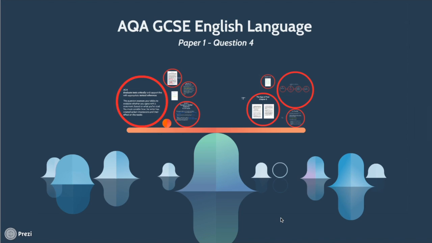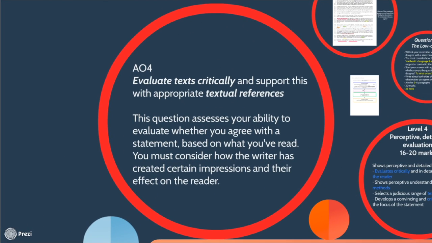This question is worth the most on the reading section of this paper, so it's well worth going through this lesson just to make sure you fully understand what you have to do in order to achieve the top marks. So this question assesses assessment objective 4, which is to evaluate texts critically and support this with appropriate textual references. This question assesses your ability to evaluate whether you agree with a statement based on what you've read, okay?